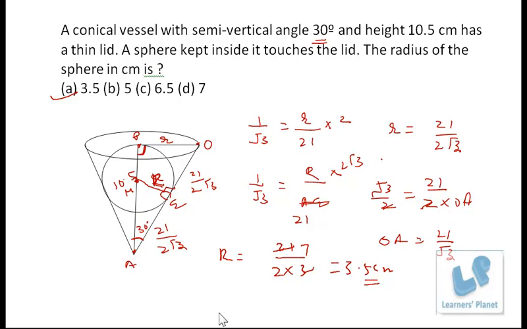The important thing to keep in mind over here is what a semi-vertical angle is, and do not get confused. This is the radius of this sphere, and it will not be parallel to this line. Most students get confused over here. They make this line parallel to this one, but this is not the radius of this sphere, right? So do not get confused. That's really important.